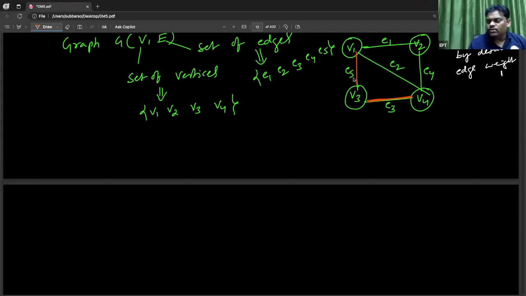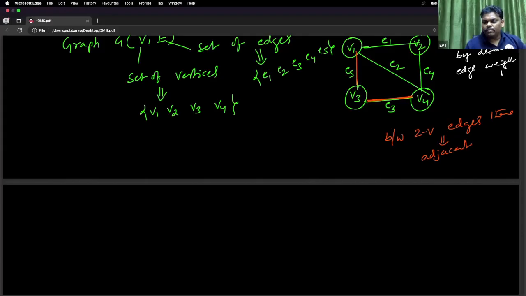Now it's the correct time to ask you: for V1, how many vertices are adjacent? Between two vertices, if an edge is there, then I can say those two are adjacent to each other.